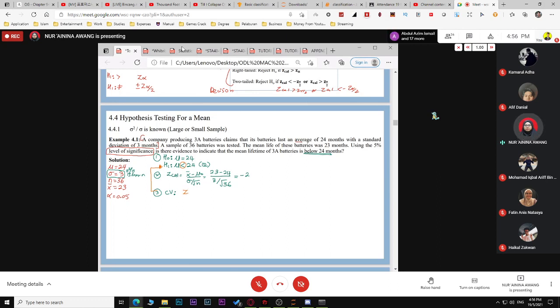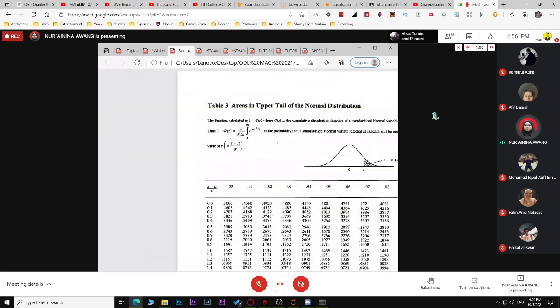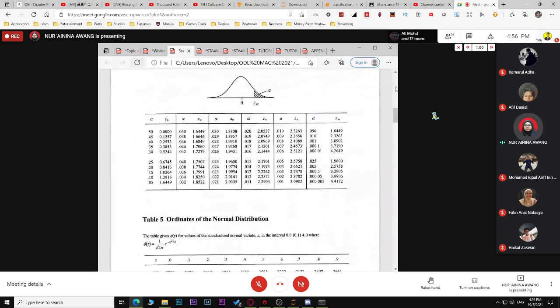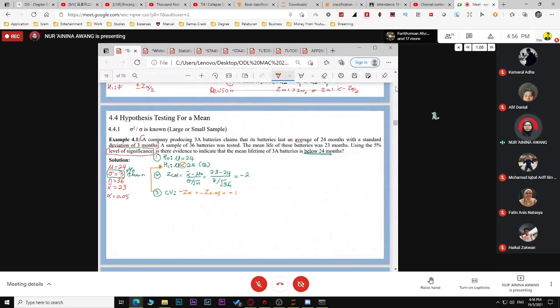Okay. And then since our H1 is less than, so we will look at on the negative side. So sini kena negative. And then your alpha is alpha since the case is one tail. Okay, no need to divide by 2. Okay, so negative Z, so your alpha is 0.05. So tengok je daripada table, sama je. Okay, Z 0.05. So 1.6449. Okay. Don't forget the negative.